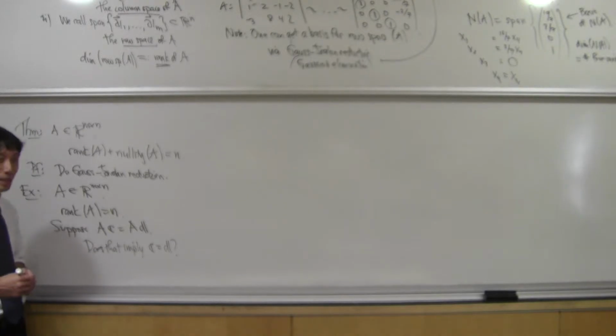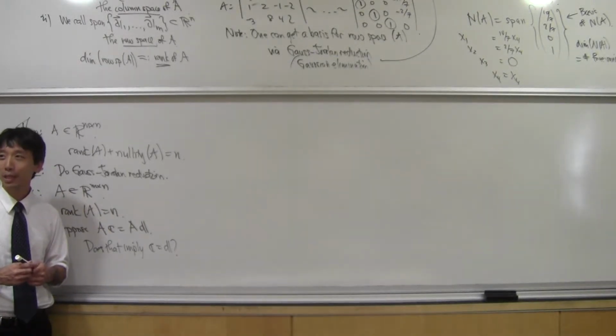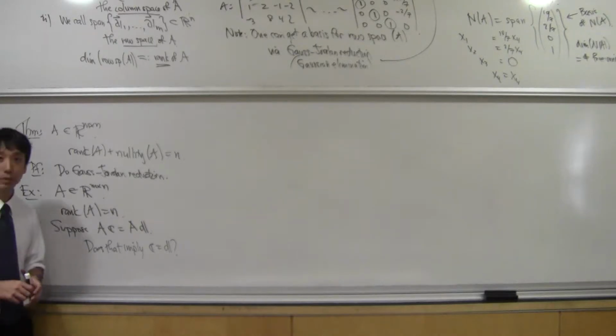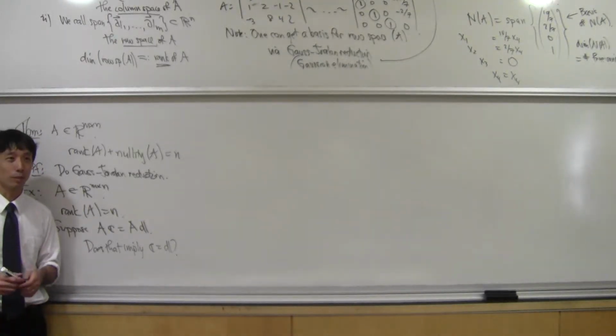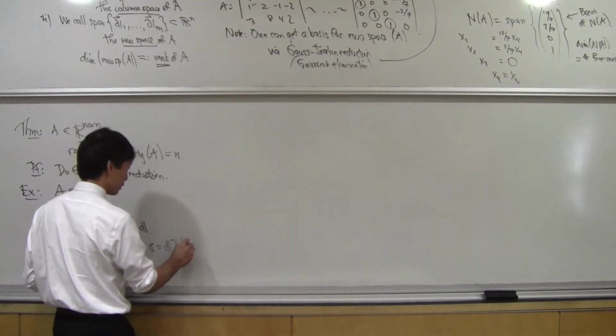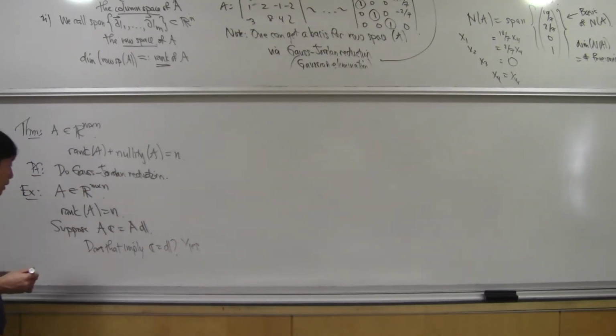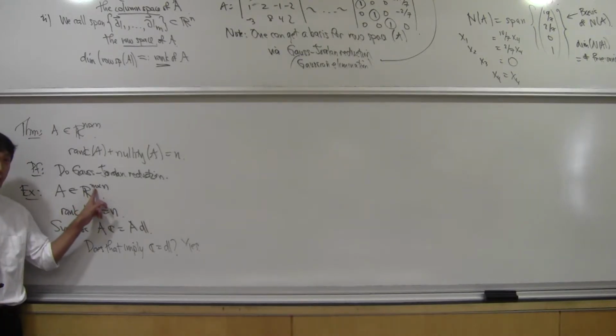Okay, anybody want to say something? Does it imply that C equals D? Yes. Why? Because rank A equals n, so the dimension of the null space is 0, so the only solution to A times the vector equals 0 could only be 0. So that means A is invertible, if we have a square matrix.